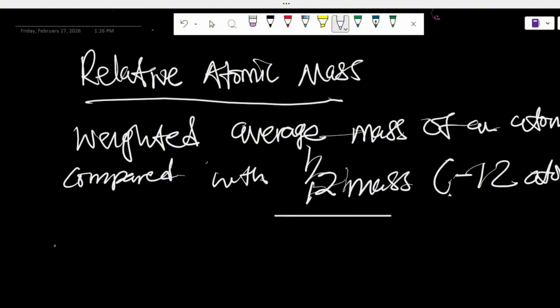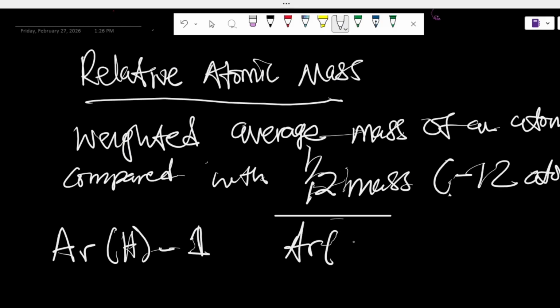So for example, the relative atomic mass, which is written like this, of hydrogen is actually 1. So this means that the mass of hydrogen is greater when it is compared with the 1/12 mass of carbon-12. And here we can look at another example. Let's say this is oxygen. The relative atomic mass of oxygen is actually 16. So it is 16 times greater than the 1/12 mass of carbon-12. Or we can also talk about sodium.